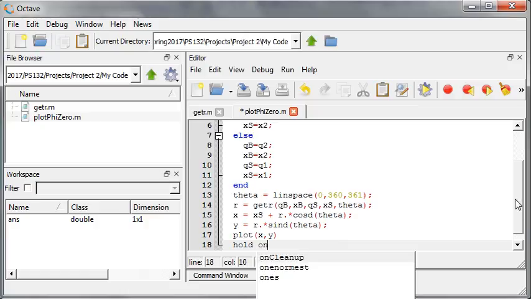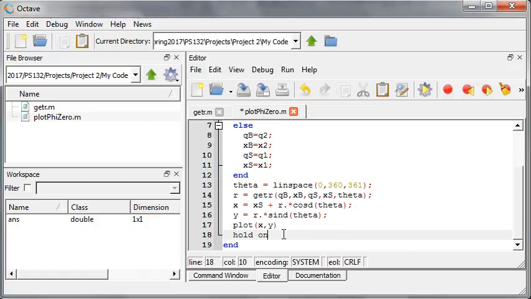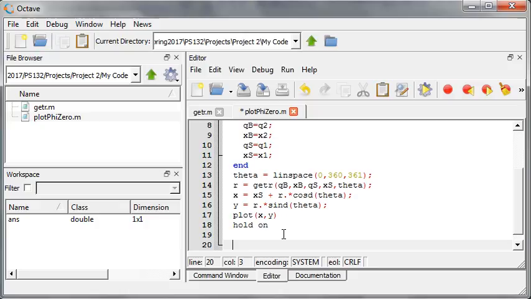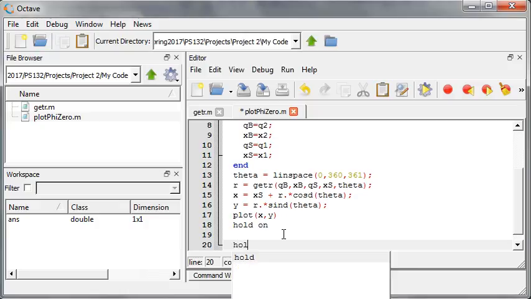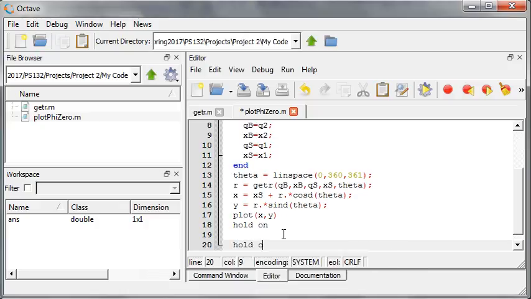Then I do want to make it so that after I get all done, I put the hold off so that when I run the program the next time, it's off. And this will create a new plot if I run it twice in a row.